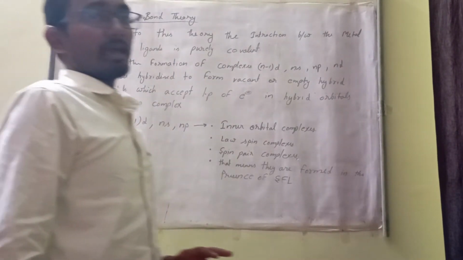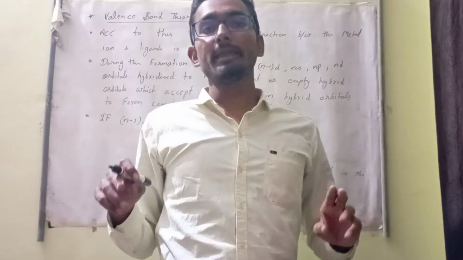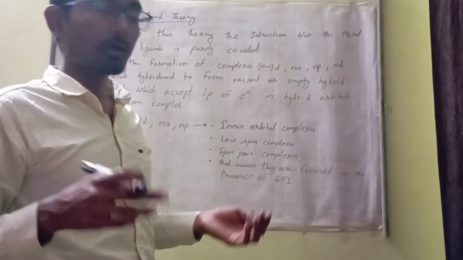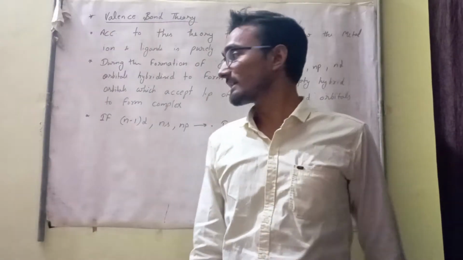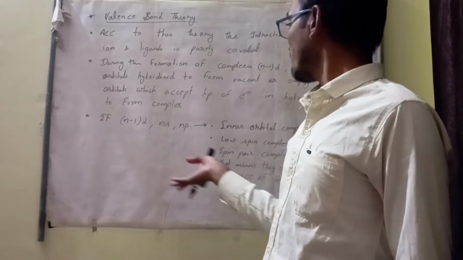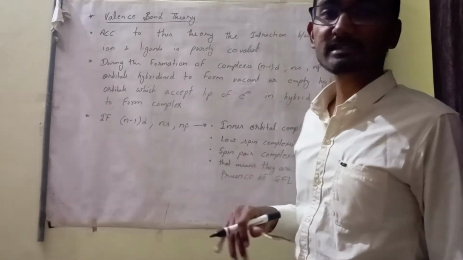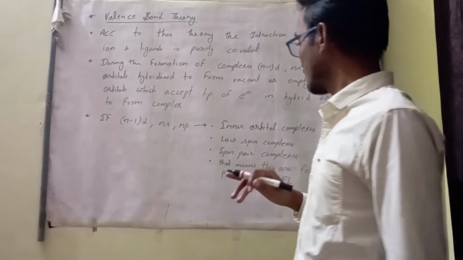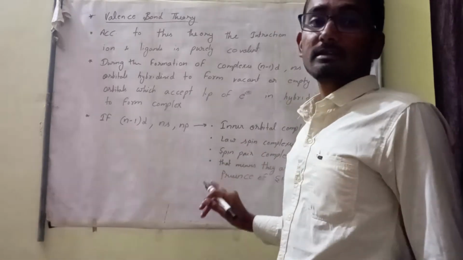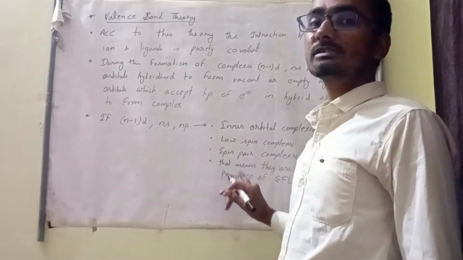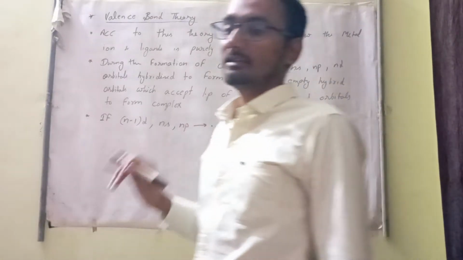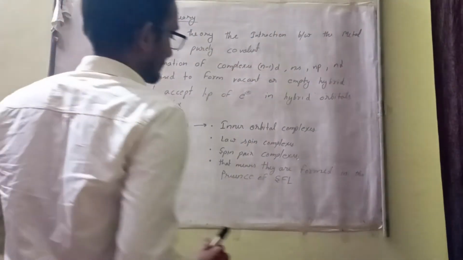If ns, np and nd orbitals are involved in the formation of the complex, then the complex formed is an outer orbital complex, high spin complex, spin free complex, and that involves WFL, that means weak field ligand.